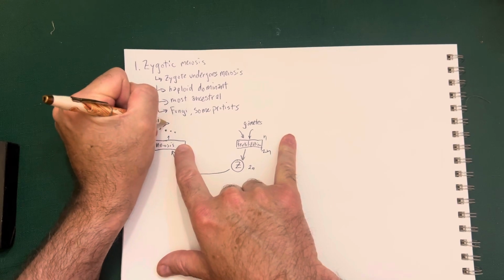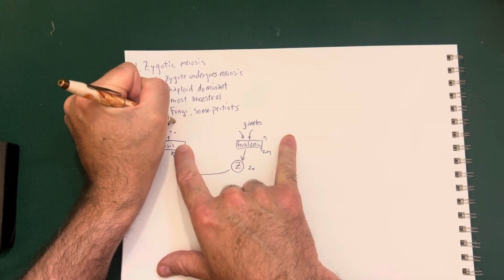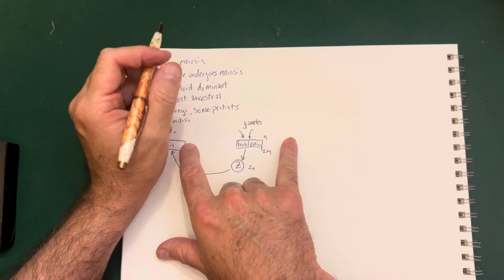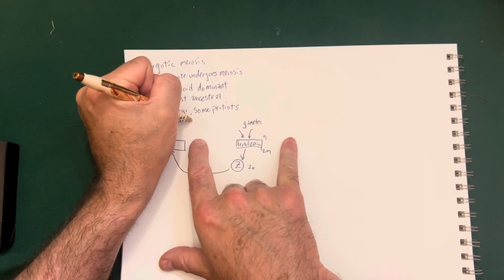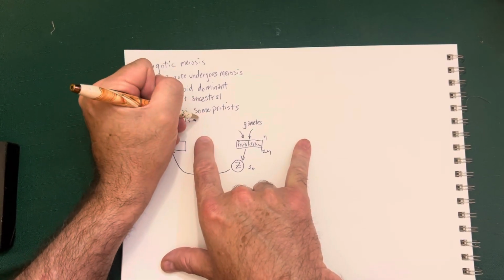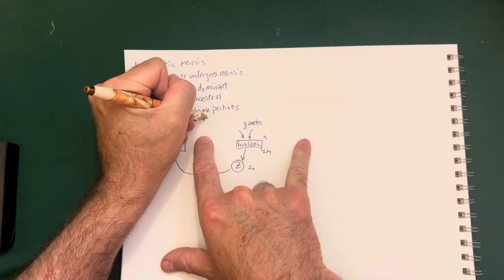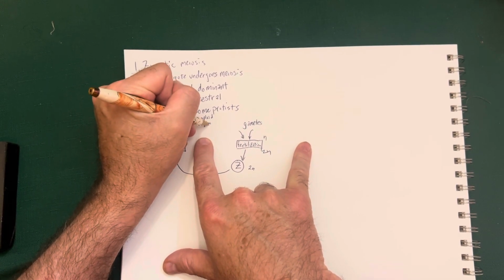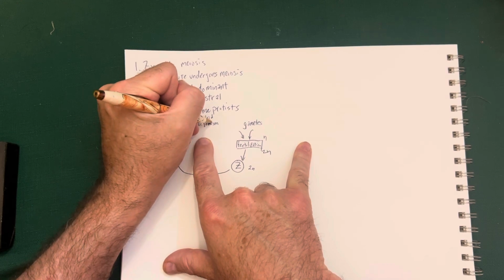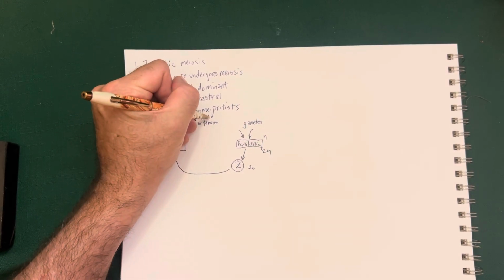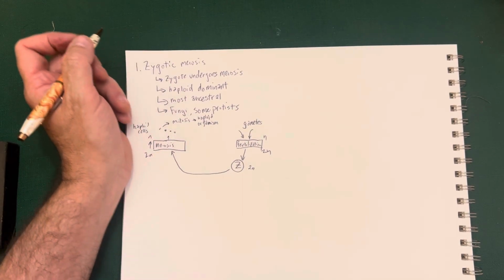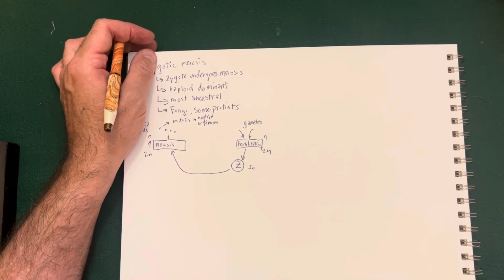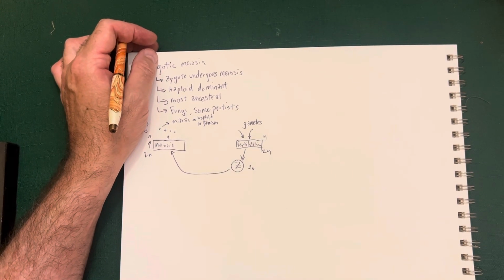These haploid cells can then undergo mitosis and produce a haploid organism. And it could be a haploid multicellular organism. And that is very weird. That's not something we typically see in the animals.